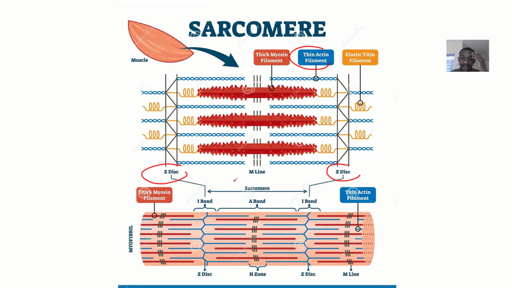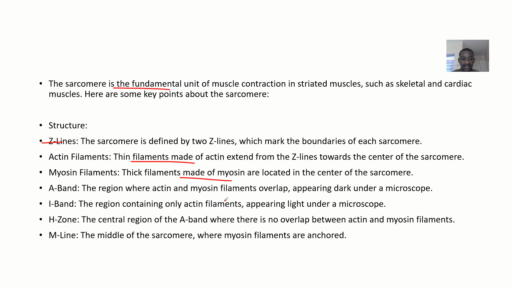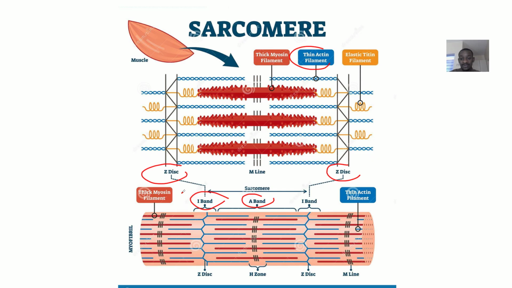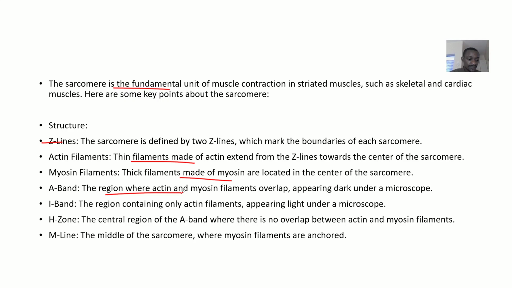They'll have the A band. This is the A band. This is the I band. Let's talk about the A band and I band. We said that the A band is a region where actin and myosin filaments overlap, appearing dark under a microscope. So that's where they overlap.